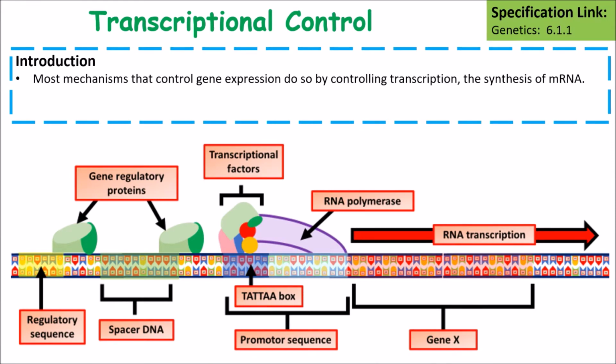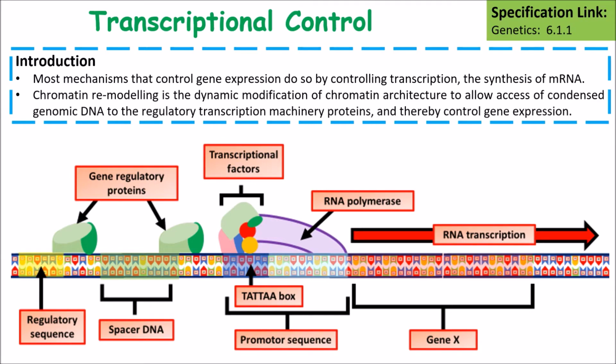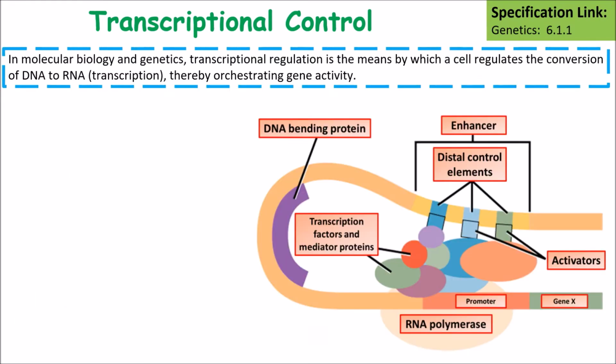Most mechanisms that control gene expression do so by controlling transcription and synthesis of messenger RNA. Chromatin remodeling is a dynamic modification of chromatin architecture to allow the access of condensed genomic DNA to the regulatory transcription machinery proteins and thereby control gene expression. In molecular biology and genetics, transcriptional regulation is the means by which a cell regulates the conversion of DNA to RNA.